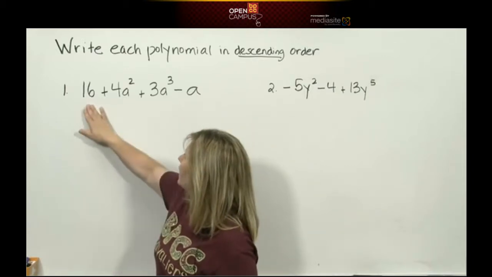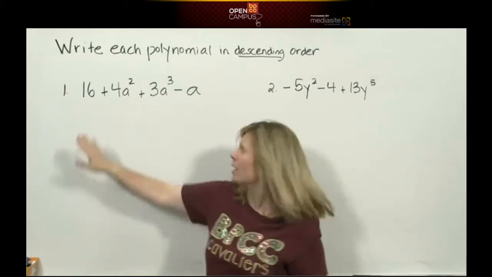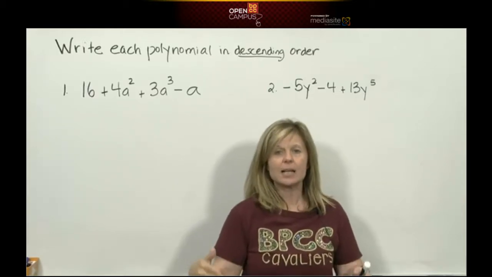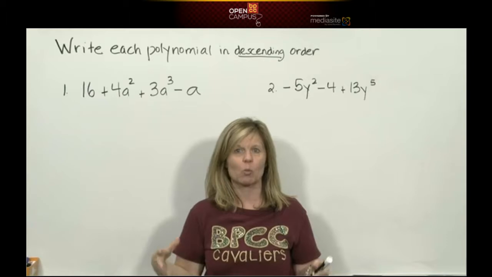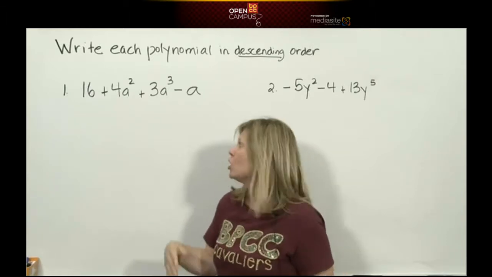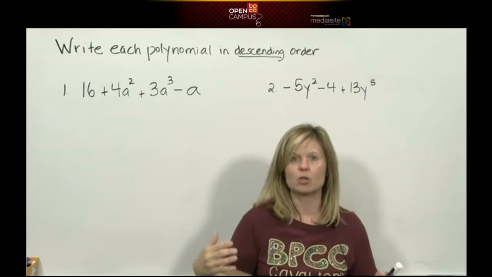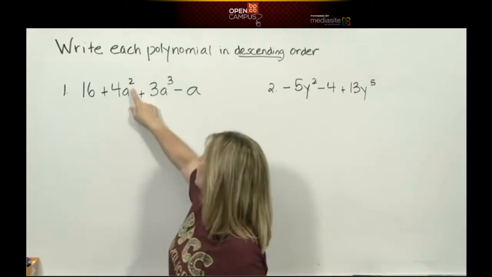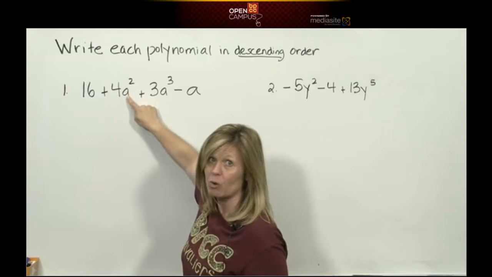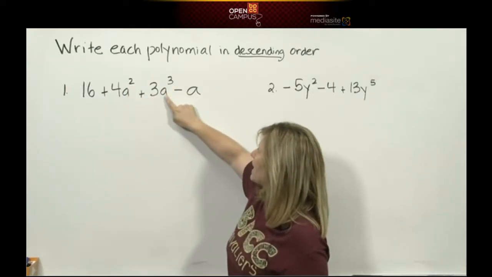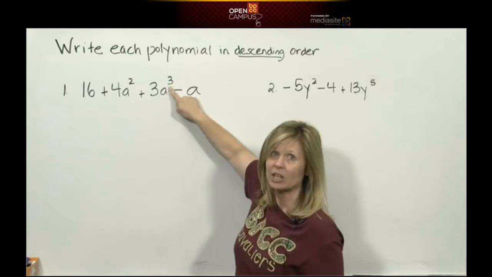These 4 terms, these 4 monomials, are not written in the correct order. To be in descending order, you always want your term with the largest exponent first. So the first thing we've got to do is find our largest exponent, and our exponent is connected to our variable. So if you look, here's our exponent 2. This is read a squared. Here's our exponent 3, connected to a. This is said a cubed.